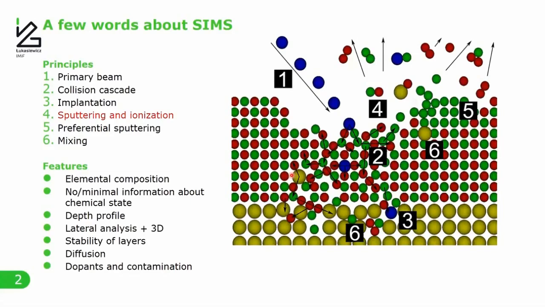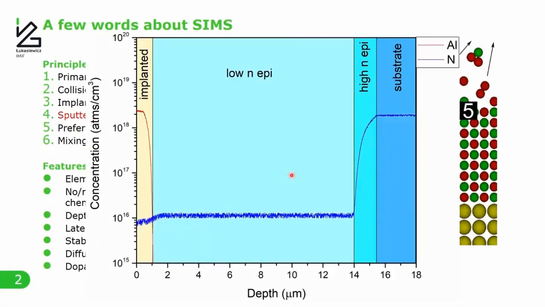Nowadays, most SIMS spectrometers also have position-sensitive detectors, so it is possible to make lateral analysis of the sample surface, and combining it with depth profiling, we can obtain fully three-dimensional images of the sample. In this way, we typically check the stability of layers. We can describe diffusion phenomena and quantitatively obtain information about diffusion parameters. And of course, SIMS is commonly used for dopant and contamination analysis due to its excellent detection limits, typically below ppm.